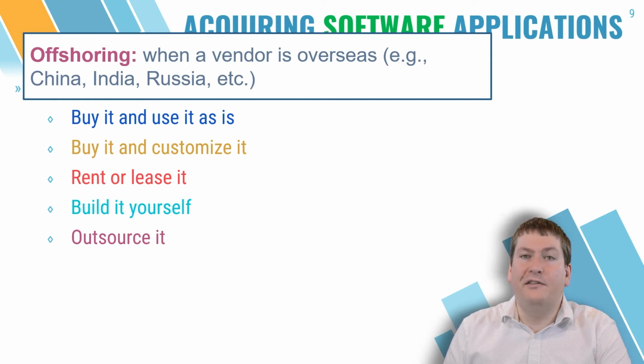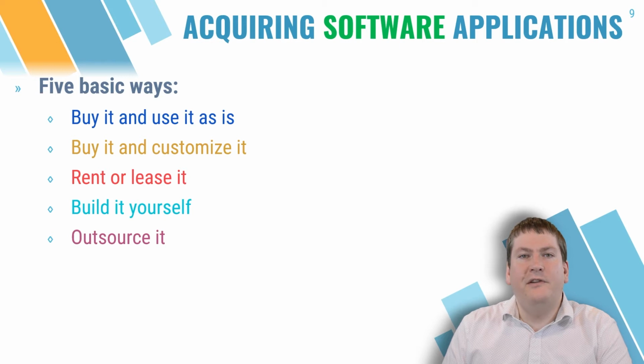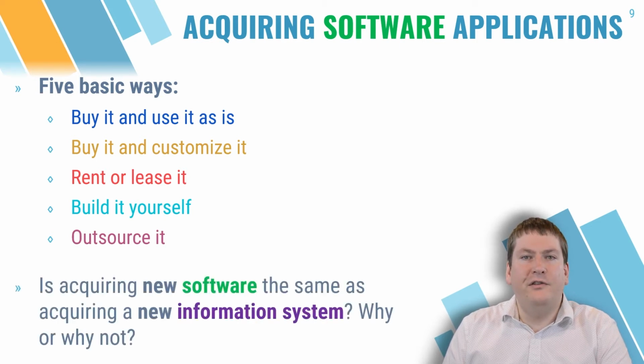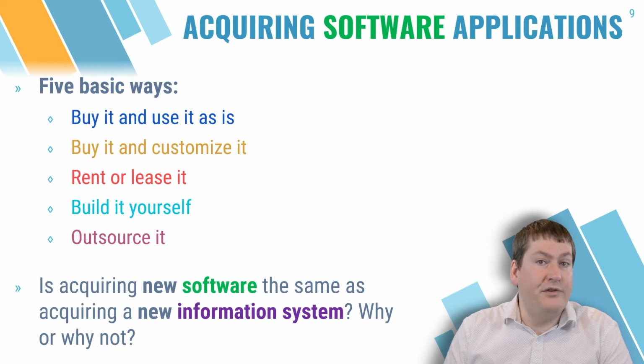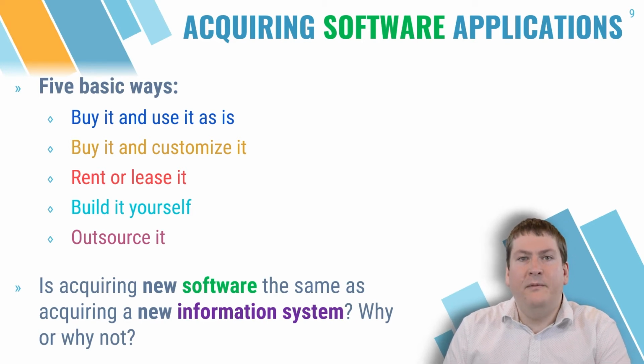Now that we've covered how software is acquired, I do have one question for you that I'd like you to think about for a few seconds. Based on what we've covered so far in this lecture and the course, do you think that acquiring new software is the same as acquiring a new information system? Are they the same, or are they different, and why? Think back to what an information system is and what software is, and try to come up with an answer. I'll give you a few seconds, but pause the video if you think you need more time.